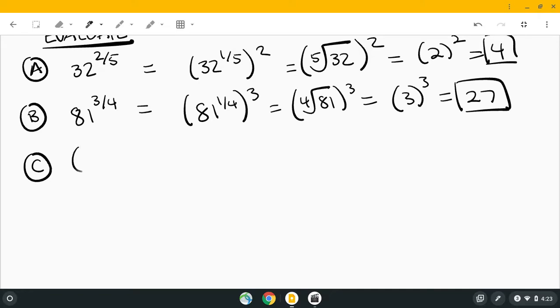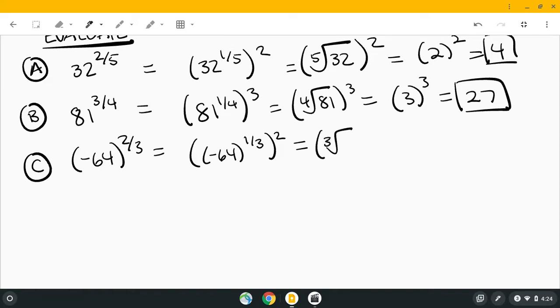All right, let's take a look at this one. Negative 64 to the 2/3 power. Okay, so it's negative 64. I better use another set of parentheses. To the 1/3. And we'll pull the 2 out here. Okay, so that means the cube root, right? So that's the cube root of negative 64 raised to the 2nd power. Cube root of negative 64 is negative 4 squared. Negative 4 squared is 16.